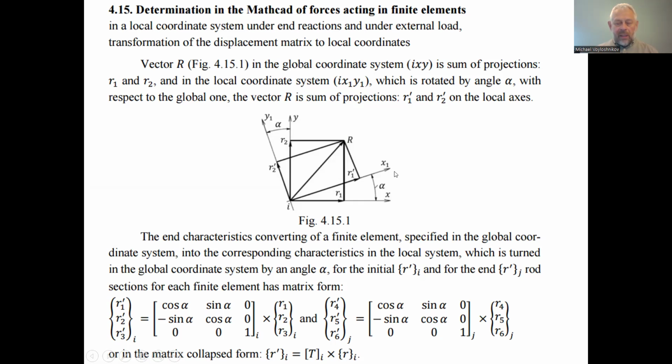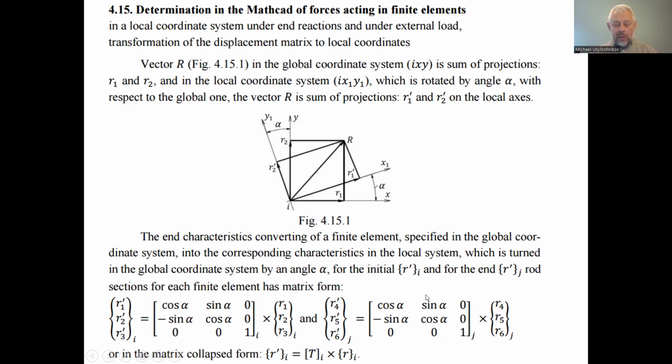We consider the local, inclined coordinate system at a definite angle alpha to the global coordinate system, and the global one has the horizontal abscissa axis x and the vertical ordinata axis y. The converting of characteristics of finite elements specified in the global coordinate system into the corresponding characteristics in the local system, which is turned by angle alpha, applies to the initial and to the end. So we have the coordinates for the initial I and for the end j of the rod.